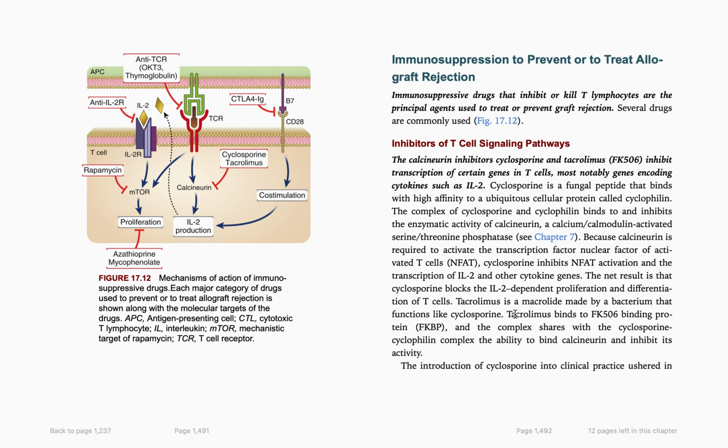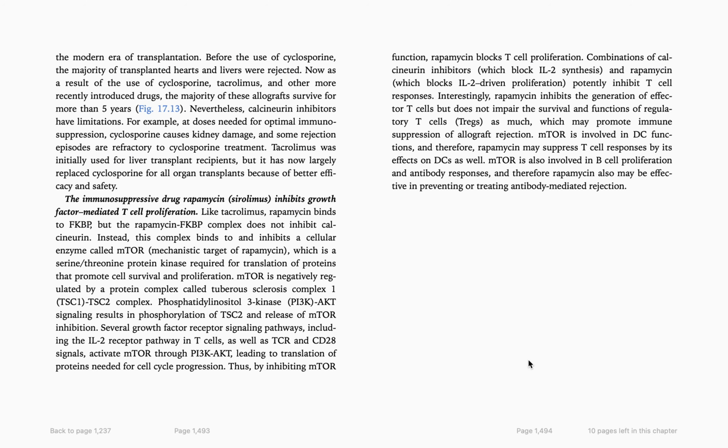Tacrolimus is a macrolide made by a bacterium that functions like cyclosporin. Tacrolimus binds to FK506 binding proteins, and the complex shares with the cyclosporin complex the ability to bind calcineurin and inhibit its activities. The introduction of cyclosporin into clinical practice ushered in the modern era of transplantation. Before the use of cyclosporin, the majority of transplanted hearts and livers were rejected. Now, as a result of the use of cyclosporin, tacrolimus, and other more recently introduced drugs, the majority of these allografts survive for more than 5 years.